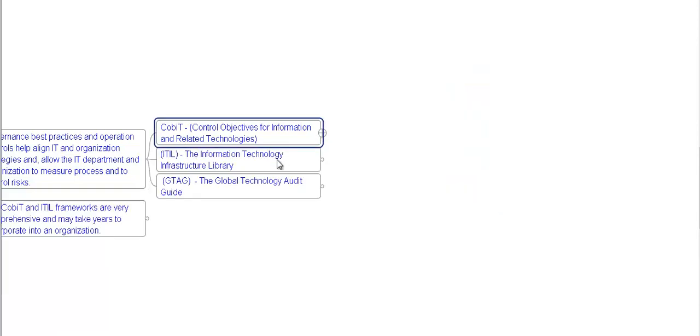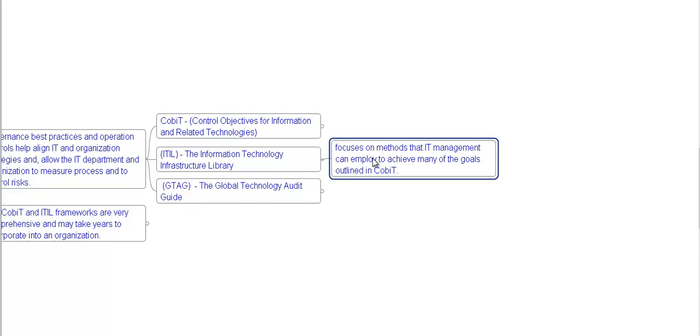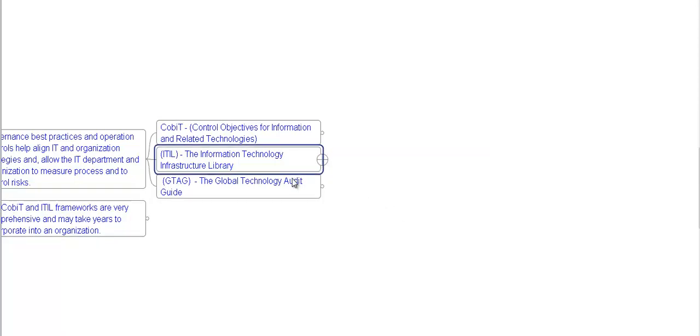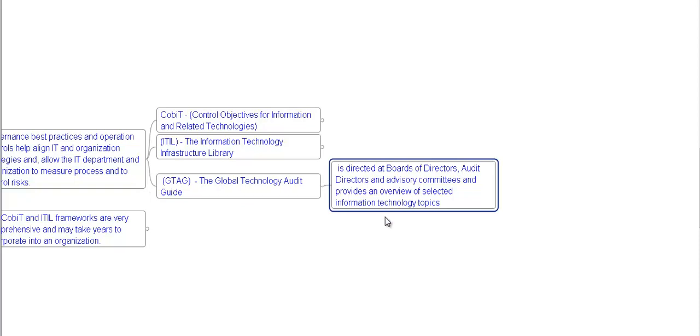ITIL, Information Technology Infrastructure Library, focuses on methods that IT management can employ to achieve many of the goals outlined in COBIT. GTAG, the Global Technology Audit Guide, is directed at boards of directors, audit directors, and advisory committees and provides an overview of selected information technology topics.